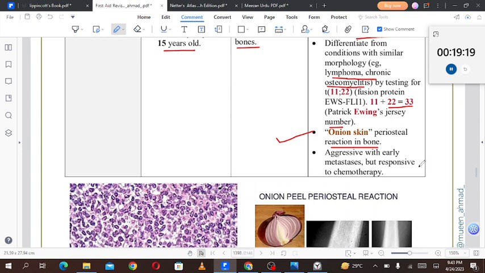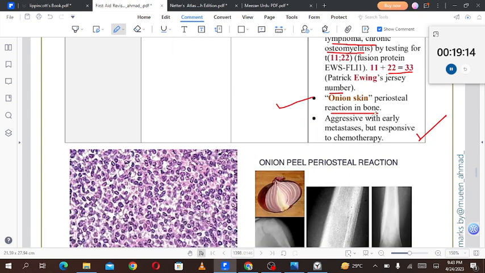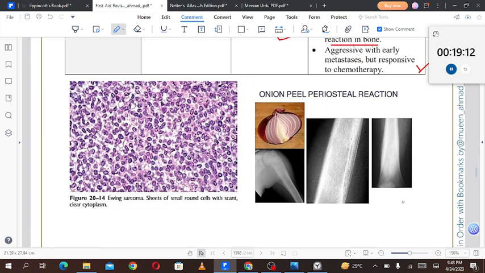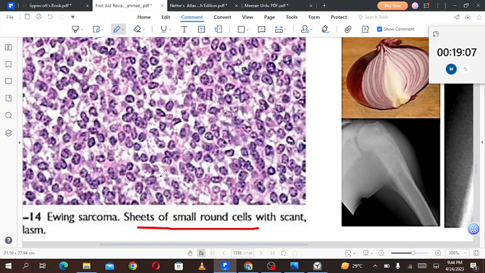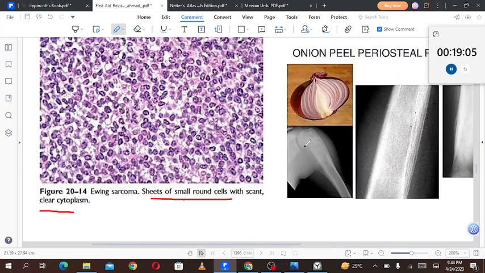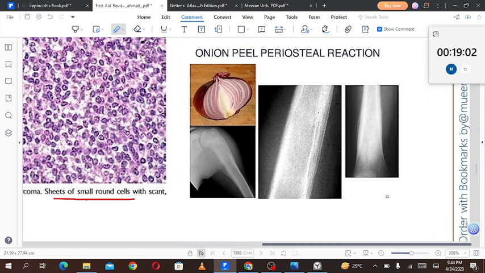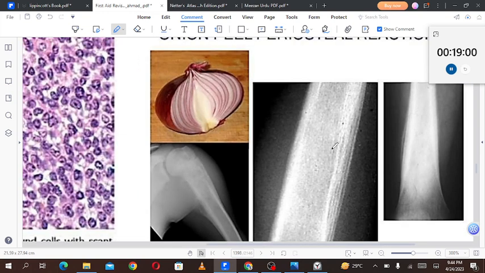It is aggressive with early mets but responsive to chemotherapy. So Ewing sarcoma shows sheets of small round cells with scant clear cytoplasm. We can see the sheet of small round cells with scant cytoplasm. And if we find the onion peel periosteal reaction, here you can see multiple layers are present, like 1, 2, 3, 4. Find these layers in this region over here, and that is an onion peel pattern of periosteal reaction.